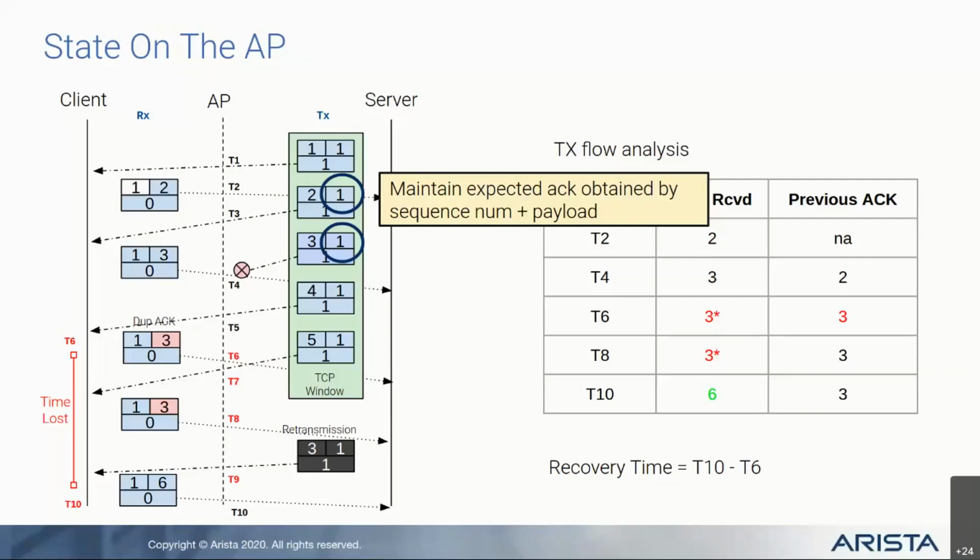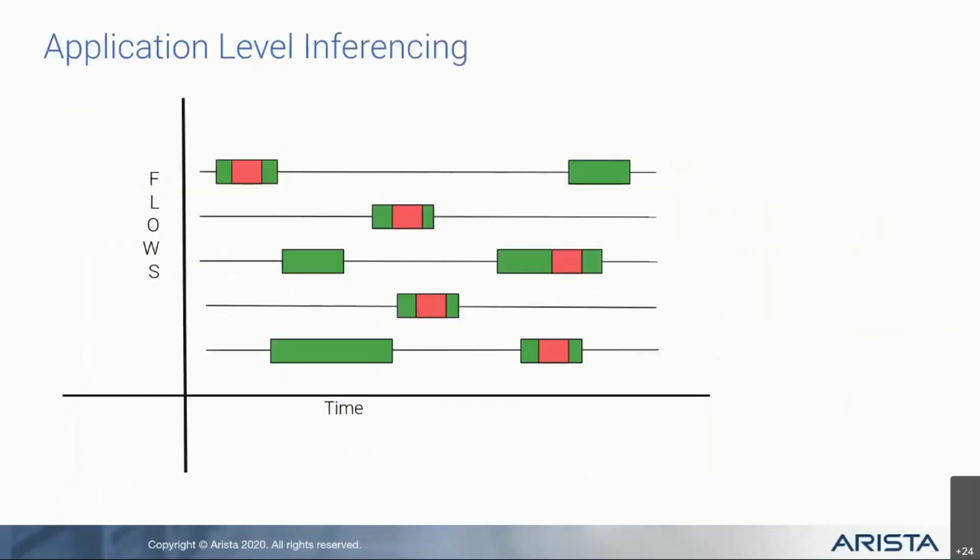So whenever a received ACK is the same as the expected ACK, you just ignore it, and then you check the received ACK and previous ACK to determine if it was a duplicate ACK. That would give you the total recovery time of a particular connection. So up to this point, I was talking about how we can determine the bad time for a particular TCP connection. But as I mentioned, our goal is to determine the quality of experience of a particular application, and an application does not have a single TCP stream.